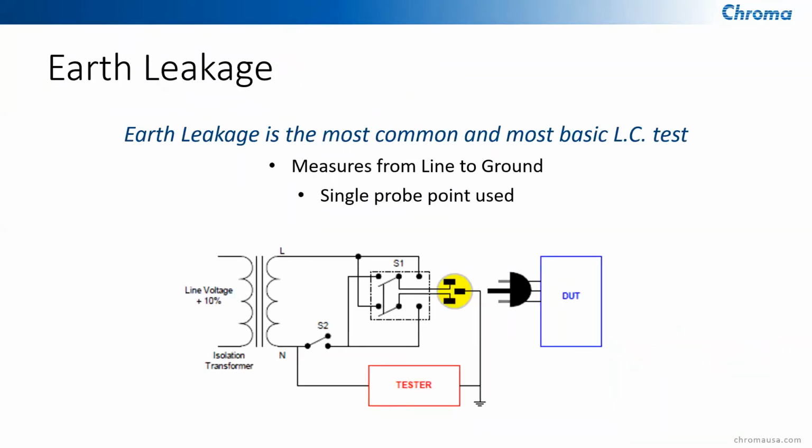So the first type of leakage current test is the earth leakage test. It's the most common and most basic of all the leakage current tests. This measures from the line of the DUT to the ground, and only a single probe point is being measured here.